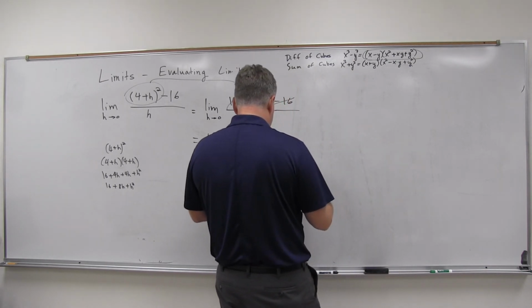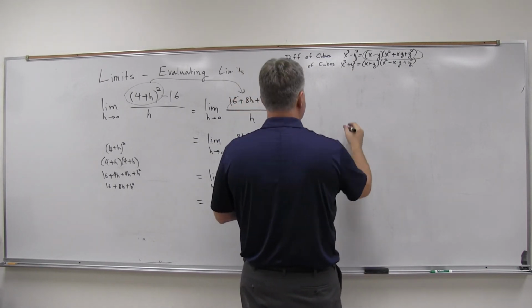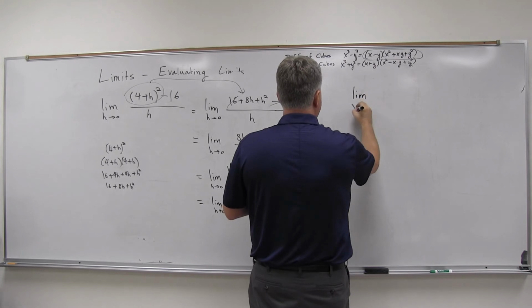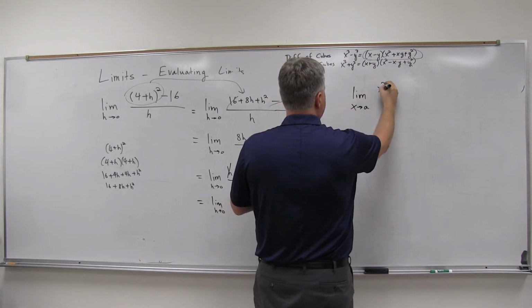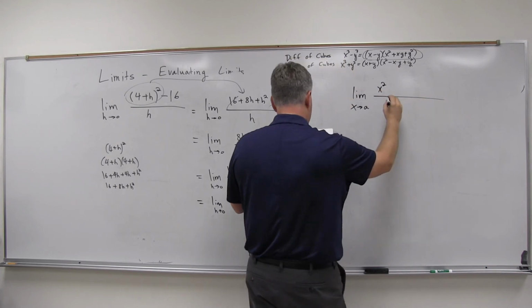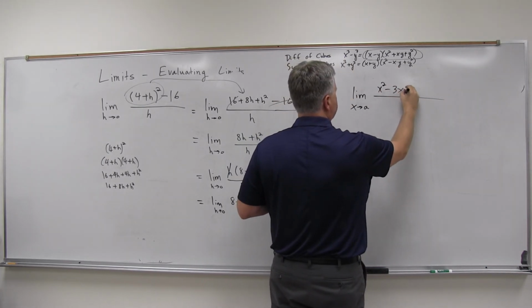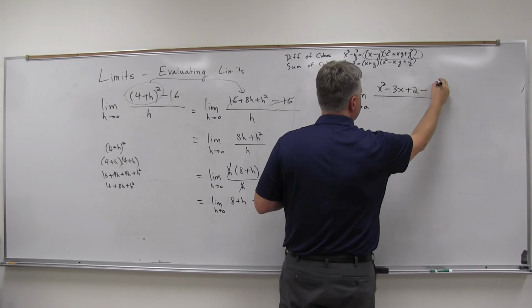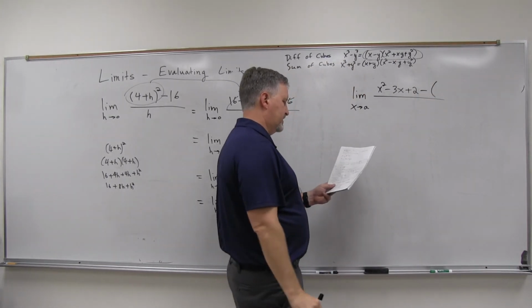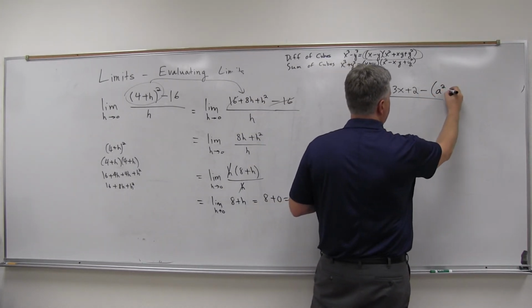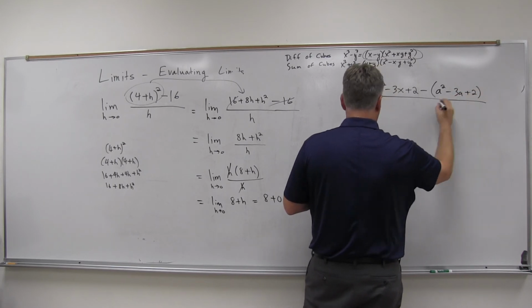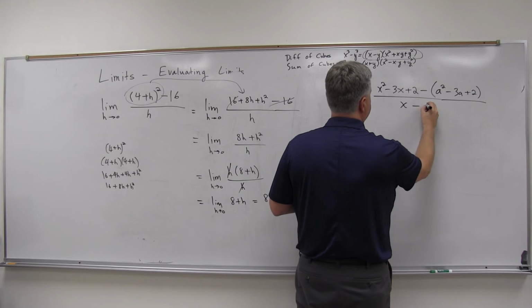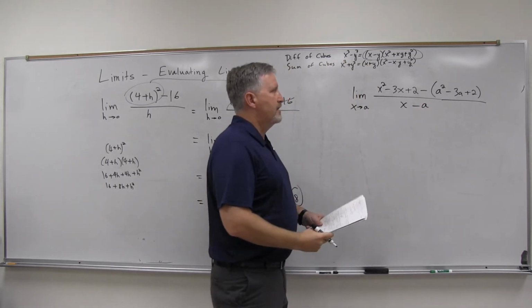Okay, what about this one? Limit as x approaches a, the top is going to be x squared minus 3x plus 2 minus, and then parentheses around these, a squared minus 3a plus 2. And then that's divided by x minus a.